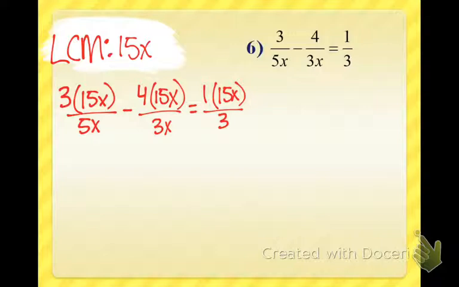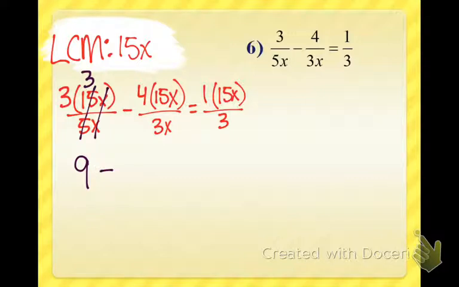Each part of the equation got multiplied by our least common multiple. So now we can start simplifying. What's going to simplify in our first fraction? The x's go. 15/5 reduces to just be what? A 3. 3 times 3 gives me a 9.